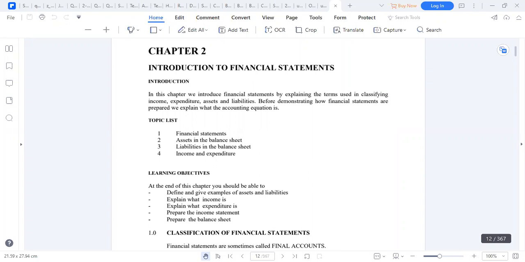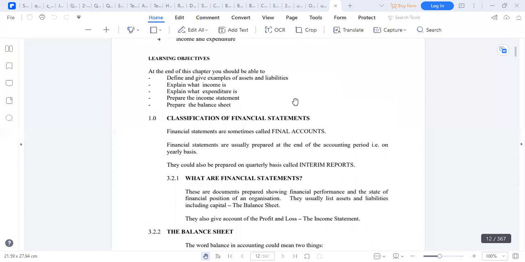Okay, so when we're discussing final account, we're explaining what we call capital expenditure in the income statement and revenue expenditure in the income statement and capital expenditure in the balance sheet. So what is meant by the final account? We're looking at the income statement and the balance sheet, and also what we call the cash flow statement.